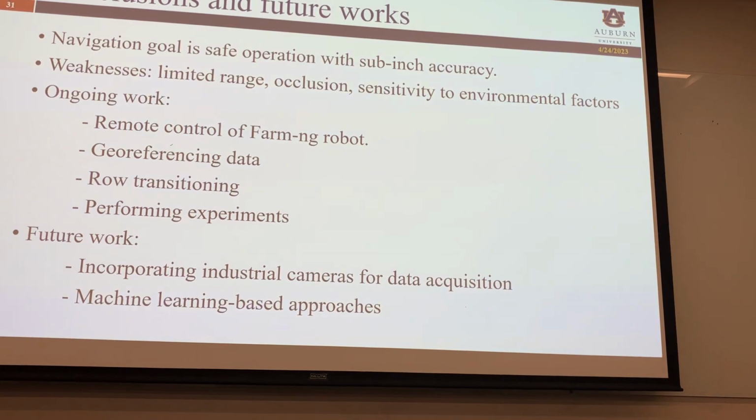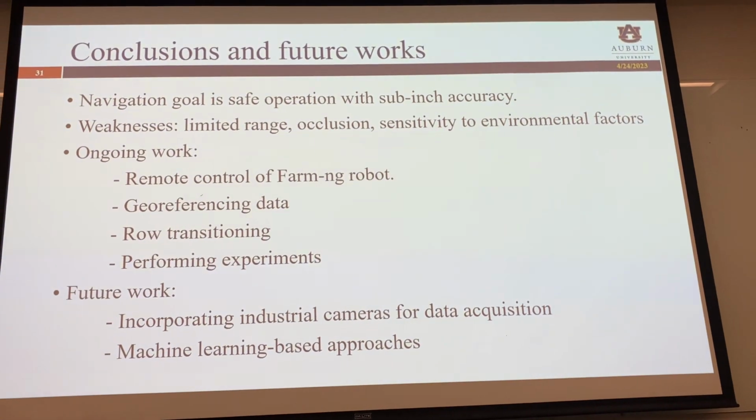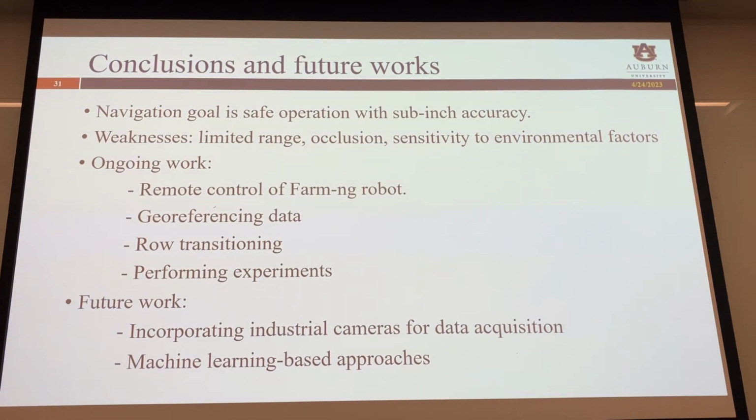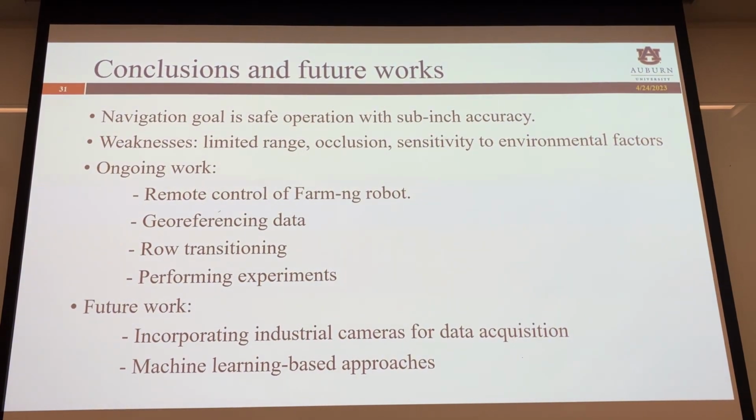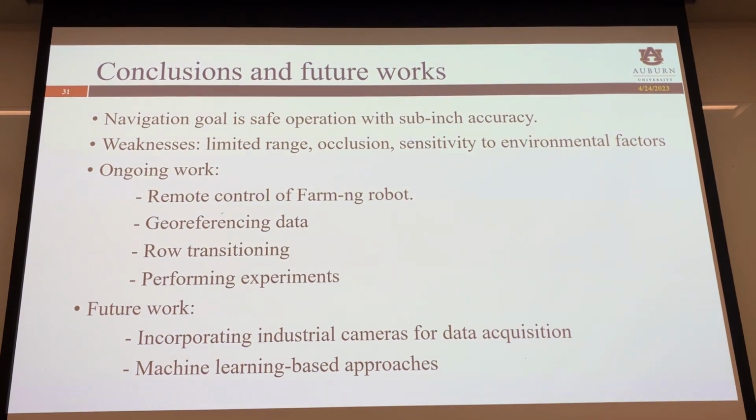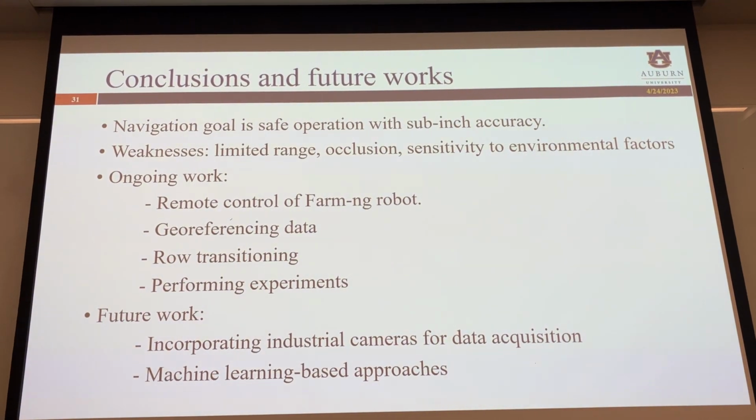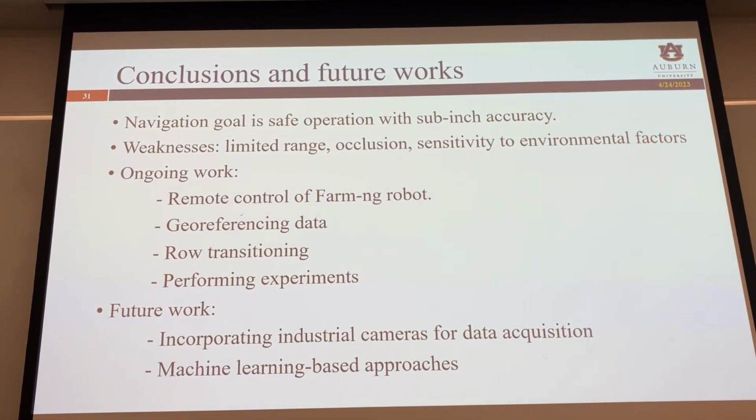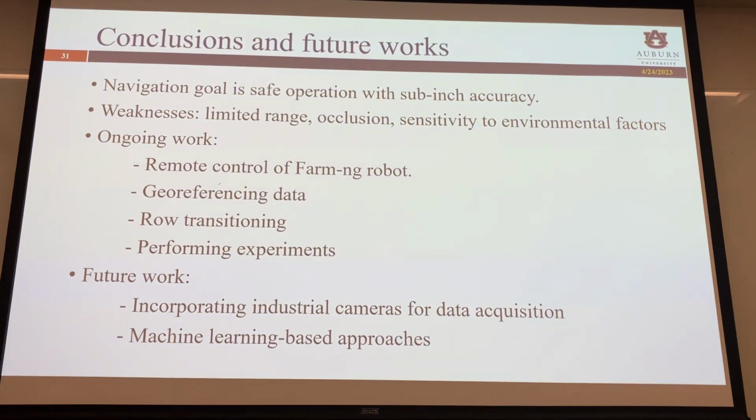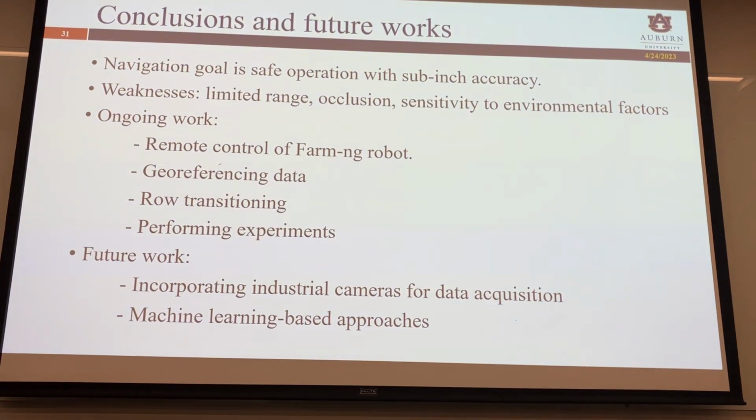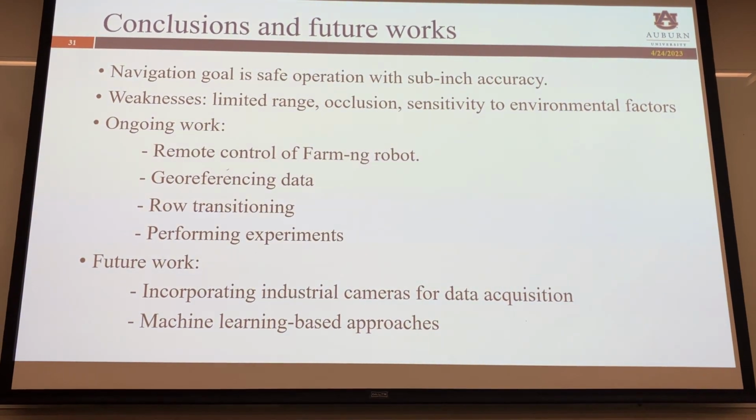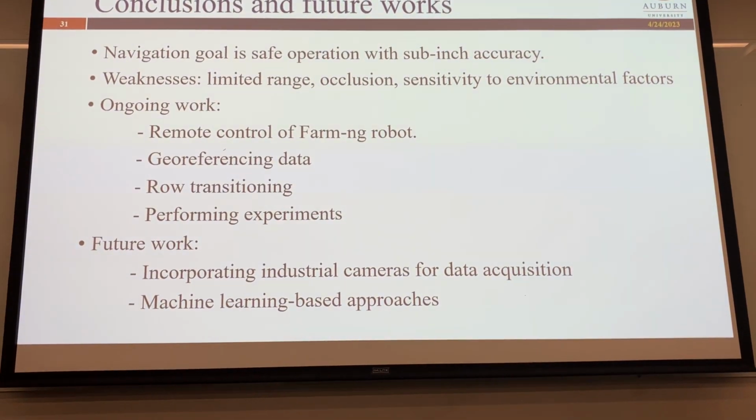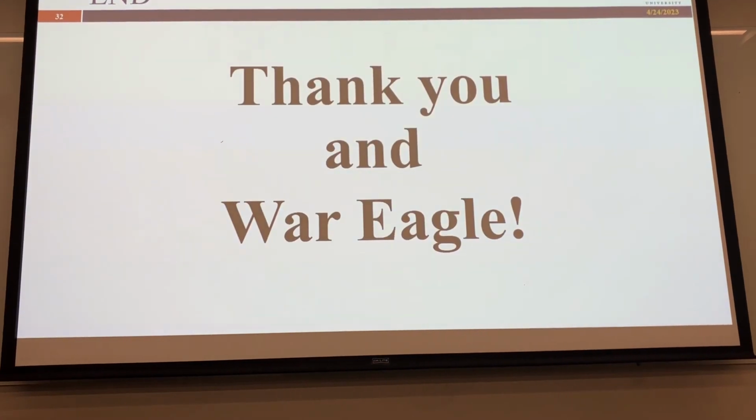This was what I've done up until now. Ongoing work is trying to do remote control of the off-the-shelf robots, georeferencing the data, working more on road transitioning in actual robots, not the simulation one, and performing more experiments. Future work will include industrial cameras and also using machine learning based approaches for navigation. Thank you.